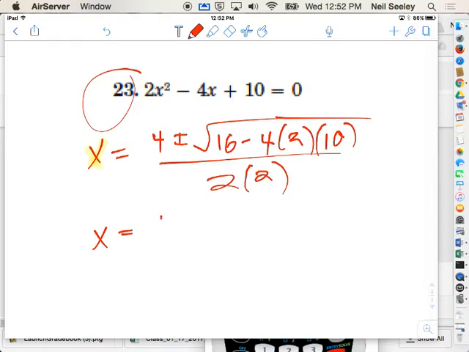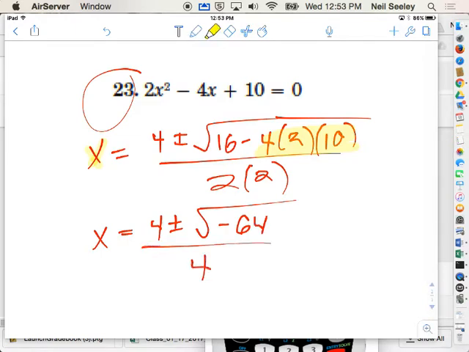Then when I do this, that funny thing happens. 16 minus what's going to be 80. This piece makes 80. 16 take away 80 is -64. And this clues us into having no real solutions, because square root of a negative is what produces imaginary numbers. It's not a bad thing. They're not fictitious. They're not make-believe.